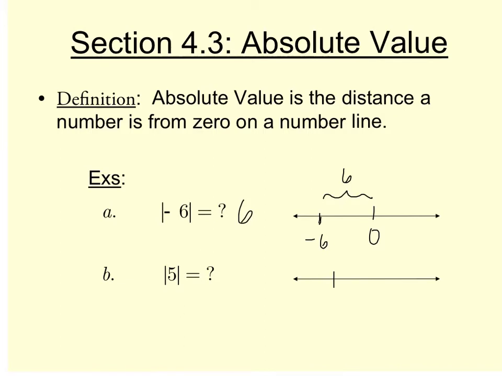The absolute value of 5, if we look at it similarly, from 0 to 5, the distance is still 5. So if you forget it's always supposed to be positive, you can think you can never have a negative distance. So we know that these answers all need to be positive.